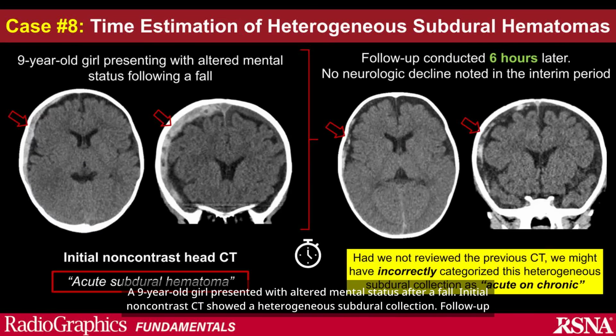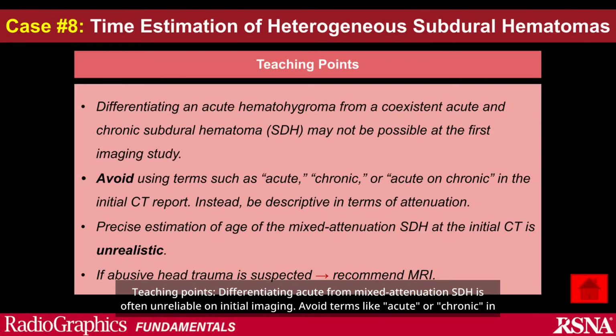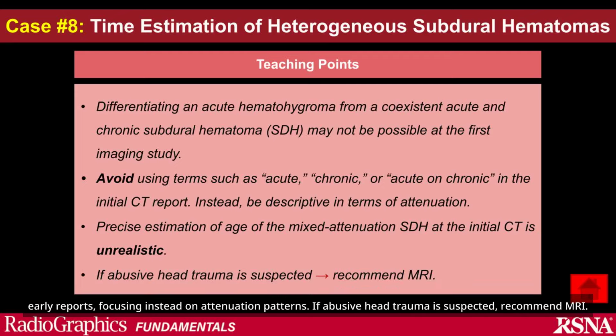A 9-year-old girl presented with altered mental status after a fall. Initial non-contrast CT showed a heterogeneous subdural collection. Follow-up imaging 6 hours later showed no neurological decline. Teaching points. Differentiating acute from mixed attenuation SDH is often unreliable on initial imaging. Avoid terms like acute or chronic in early reports, focusing instead on attenuation patterns. If abusive head trauma is suspected, recommend MRI.